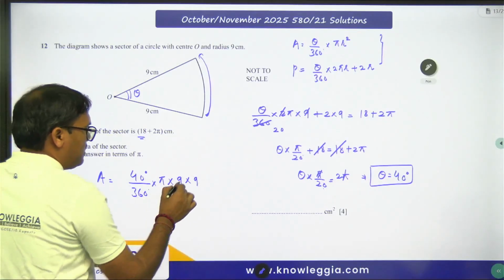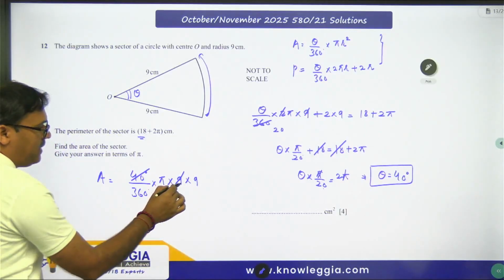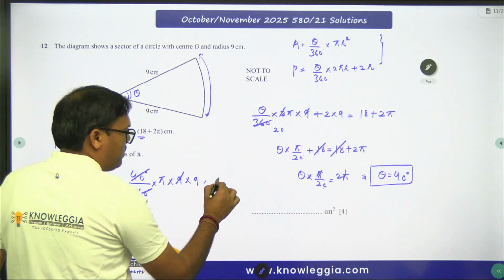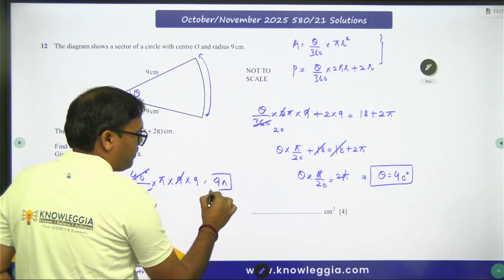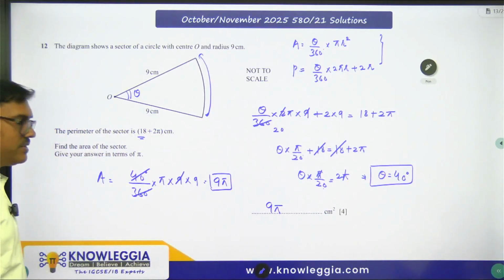So we can see this is 9 into 40, upon 360 degrees. The 40 and 360 cancel. So this is equal to 9. So that is the answer. This is 9 pi centimeters. I hope this is clear.